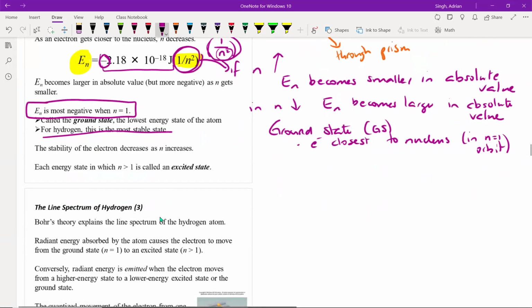Now, what happens as n increases, as we saw before, as n goes up, the stability of the electron decreases. Okay, and that's because now it's more energetic. Okay, more energy means less stable. And we just talked about that. The further away you get from the nucleus, the higher the energy level, more energy associated with that electron.